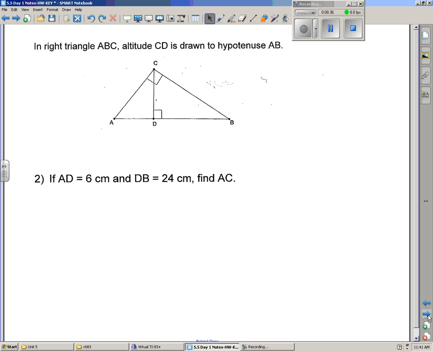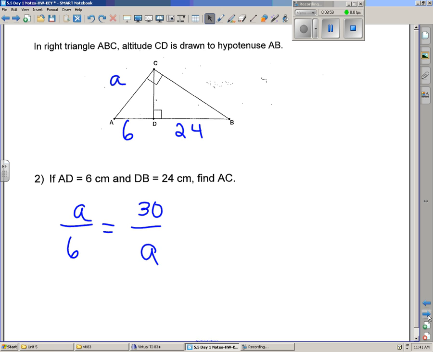Let's try this next one. Now we're looking for 6 and 24. Now we're looking for AC, which happens to be this leg on this side. And this goes to the leg theorem. So I know that the leg is to its particular part of the hypotenuse attached to it, as the whole hypotenuse is to that leg again.